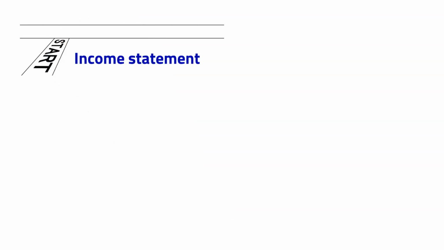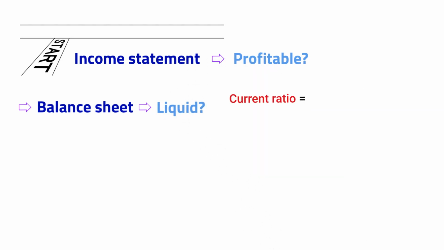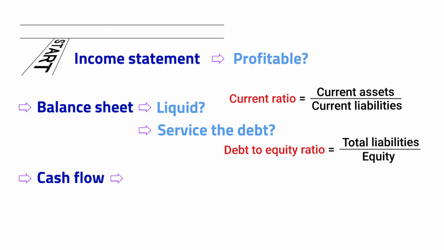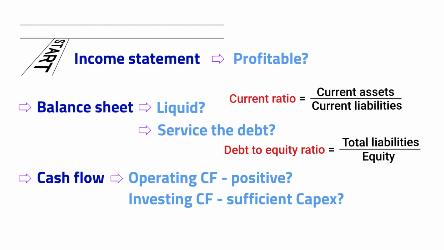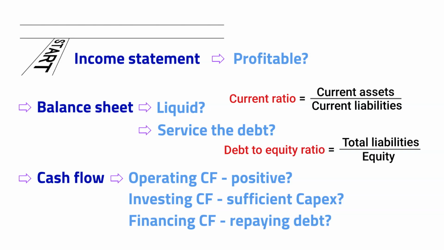Start with the income statement. Is the business profitable? Jump to the balance sheet. Can it pay its bills? For example, calculate a current ratio. Can it handle its debt? For example, debt-to-equity ratio. Open the cash flow statement. Is operating cash flow consistently positive? Is investing cash flow negative for sensible growth or positive because they are selling off? Is financing cash flow paying down debt or piling more on?